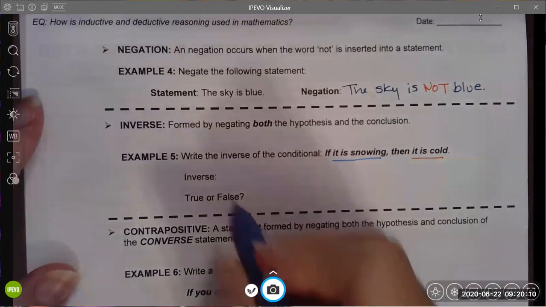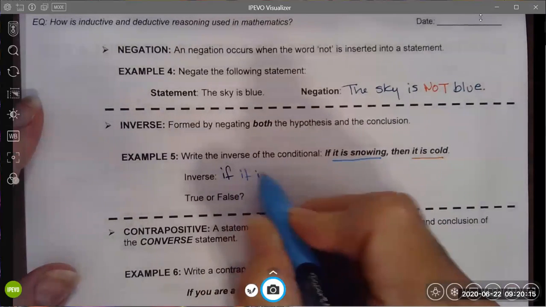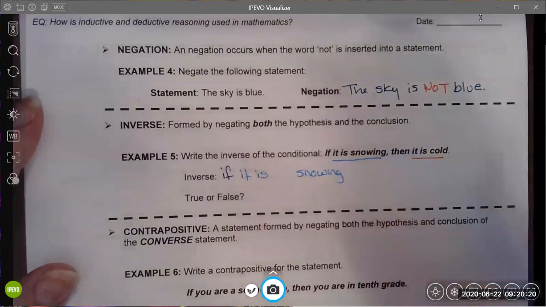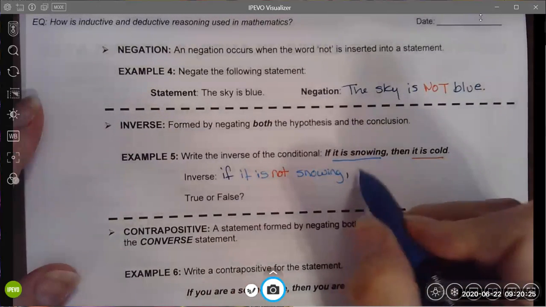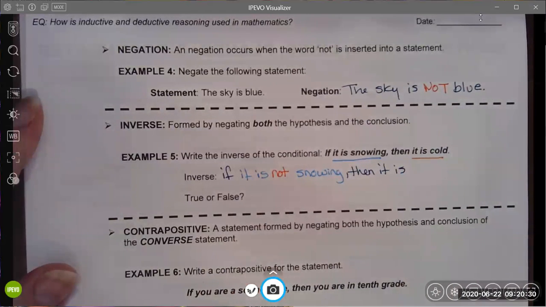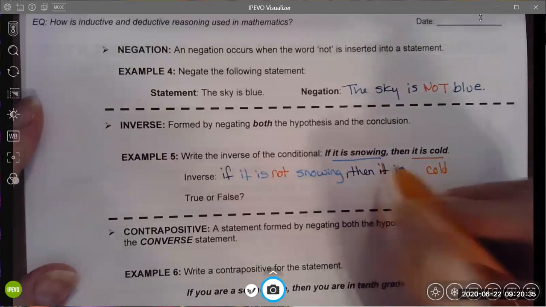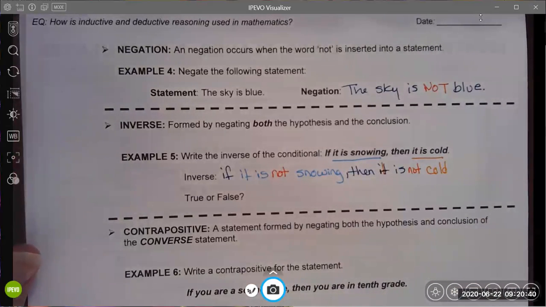If I'm going to write the inverse, I would say, if it is not snowing, and I'm going to do that in a different color, so I left a space. I'm going to put the word not, and then I'm going to follow it with the conclusion. Then it is, again, that was supposed to be orange, it is not cold. You get the point. And now I have created an inverse. I do that by adding the word not to both the hypothesis and the conclusion.